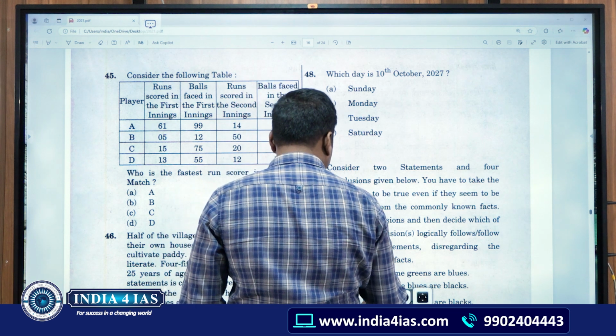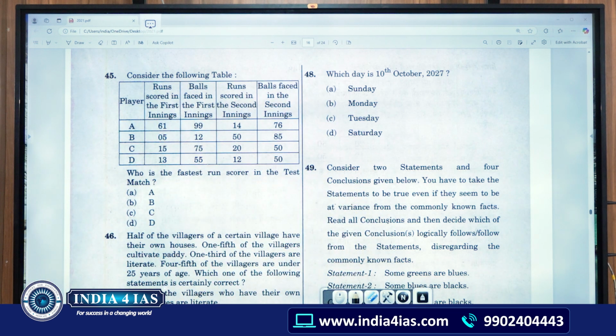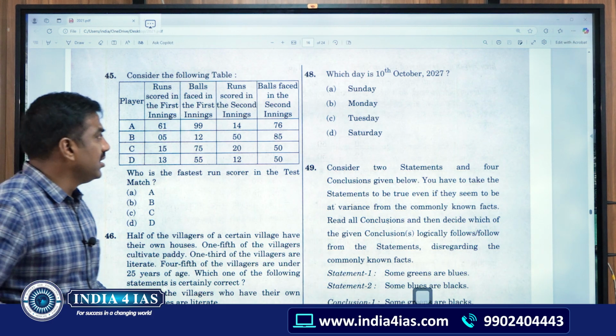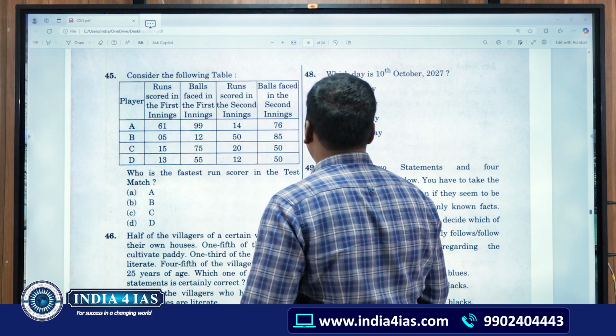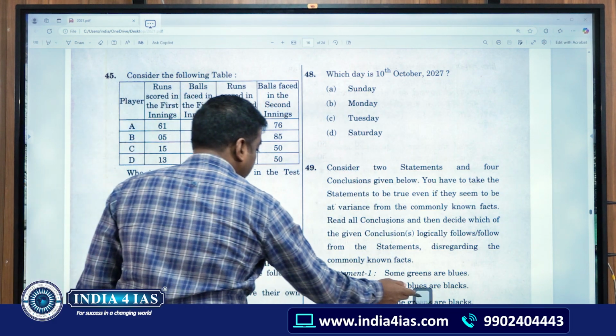So here this is a tabulation that we have. Tabulation. Here I will be using my discretion and I will try to pass. So here consider the following table.